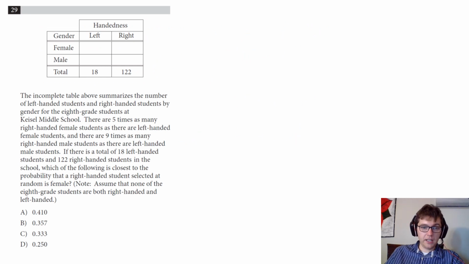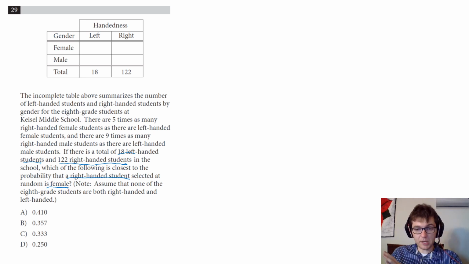Problem 29. The incomplete table above summarizes the number of left-handed students and right-handed students by gender for the 8th grade students at Keisel Middle School. There are 5 times as many right-handed female students as there are left-handed female students. And there are 9 times as many right-handed male students as there are left-handed male students. If there is a total of 18 left-handed students and 122 right-handed students in the school, which of the following is closest to the probability that a right-handed student selected at random is female?